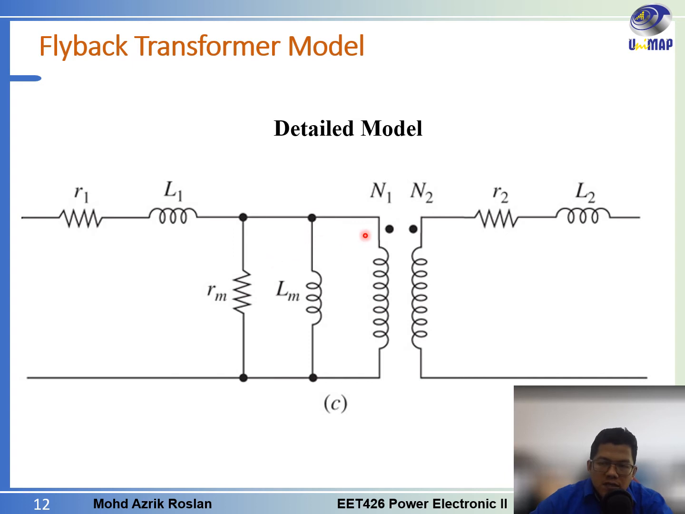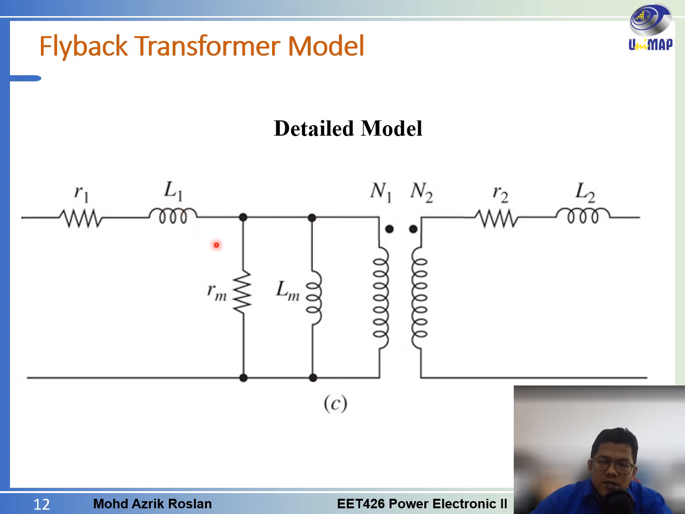This is the detailed model, or the real model, of the transformer. We have R1 and R2 here representing the resistance of the conductors. The primary and secondary windings themselves have some resistance, so the resistance there is represented by R1 and R2. And then we have L1 and L2, representing the leakage inductance of the windings, the flux that is leaked or not connected to the secondary winding.